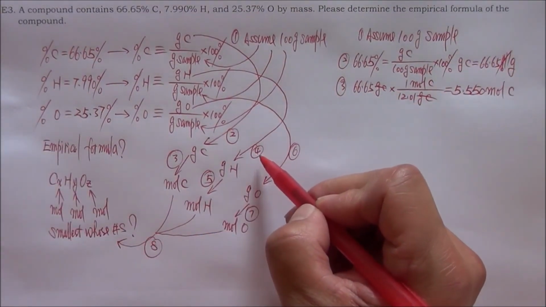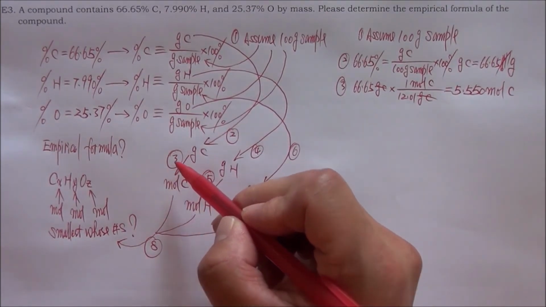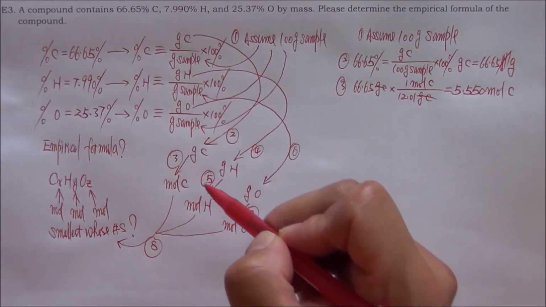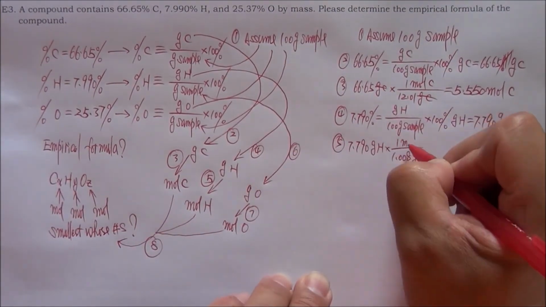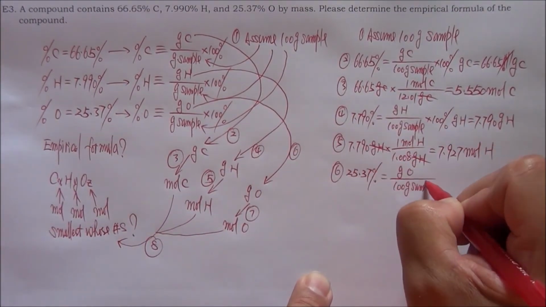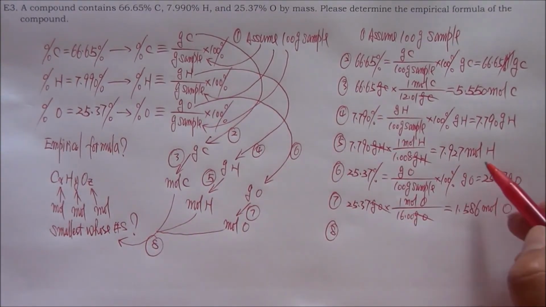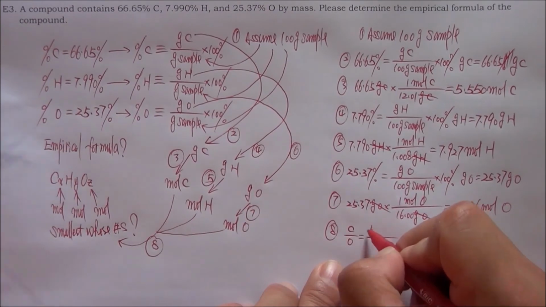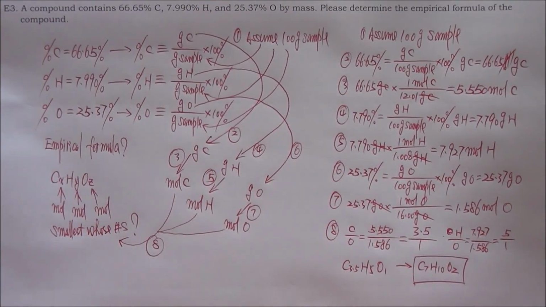Step 4 is very similar to step 2. Step 5 is very similar to step 3. Step 6 is very similar to step 2. Step 7 is very similar to step 3. If you know the moles of each element, you can find the smallest whole number moles of each element. This will be our final answer.